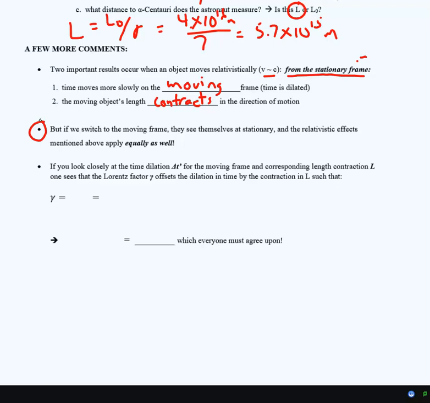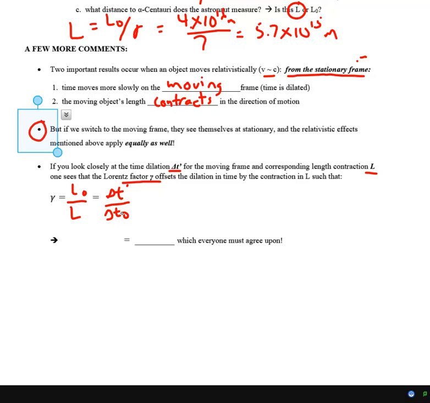So we want to resolve that with our equations to make sure that there is consistency there. If we look closely at the time dilation equation that we had before and the corresponding length contraction L, we can see that what holds them together is this Lorentz factor gamma, and they offset each other in a way that I'll show you. From one equation, the Lorentz factor is simply the proper length divided by the length contraction. In another situation, it's equal to the time dilation divided by the proper time. You can go back and look at those equations and see how that works out.